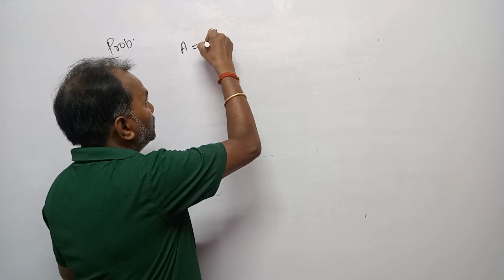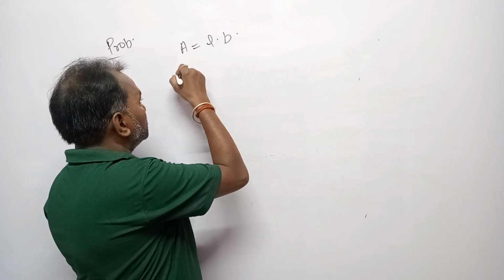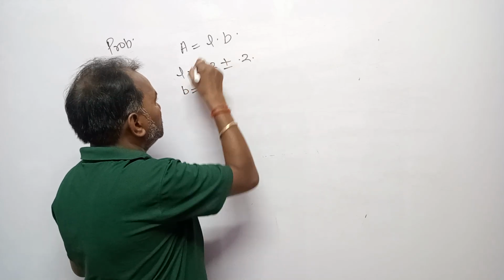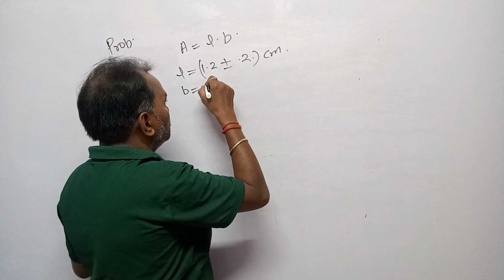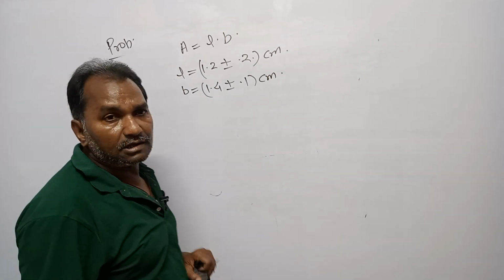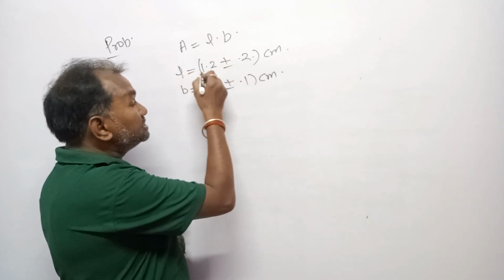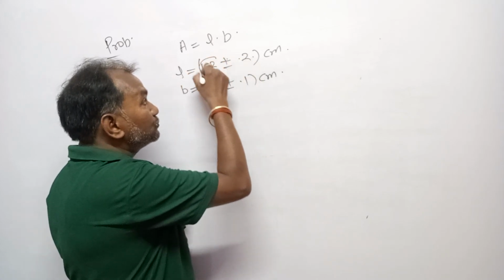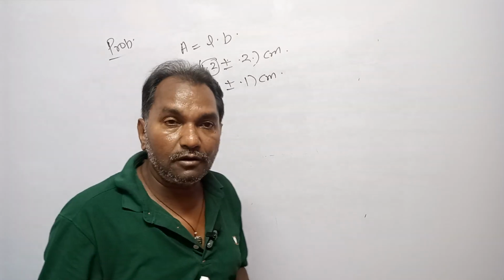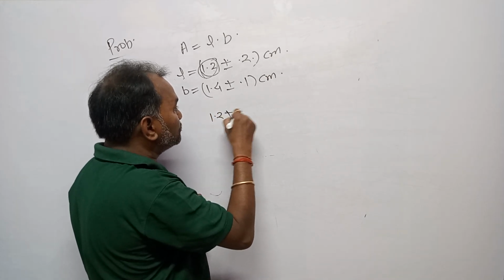The area of a rectangle is L into B. Suppose L is given as 1.2 plus minus 0.2 and B is given as 1.4 plus minus 0.1, in centimeters. Now dear students, first you have to find out what is given. L is equal to 1.2 plus minus 0.2, which means 1.2 is the exact value of length and plus minus 0.2 is the value of error.